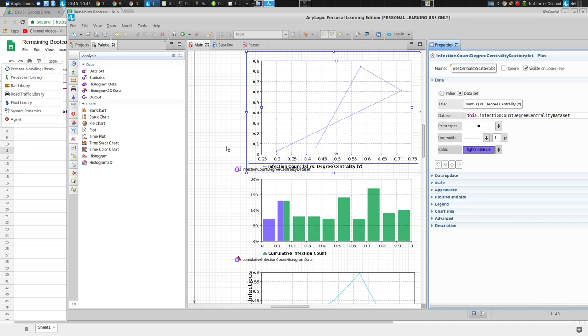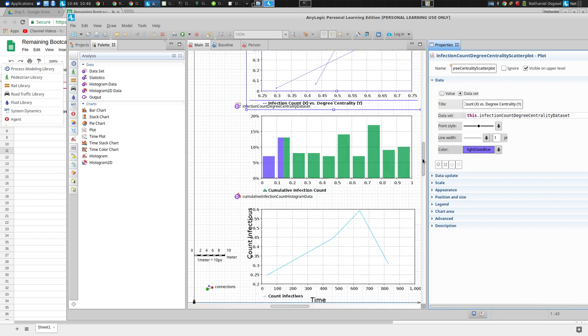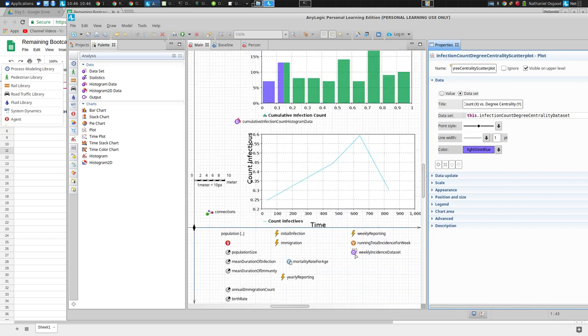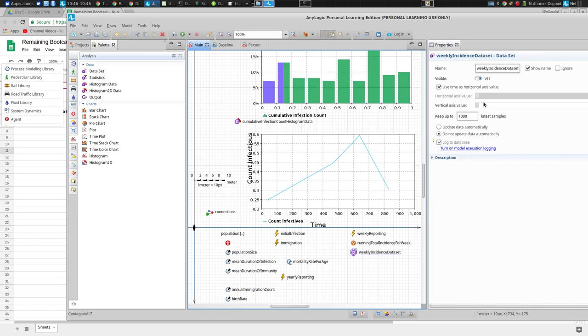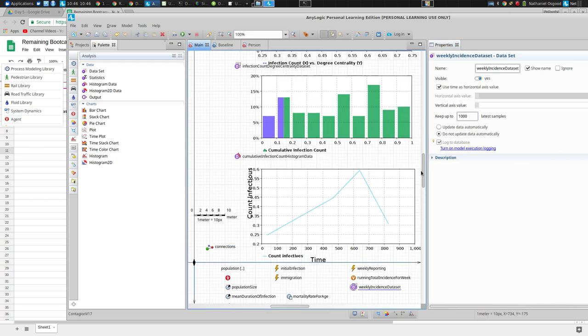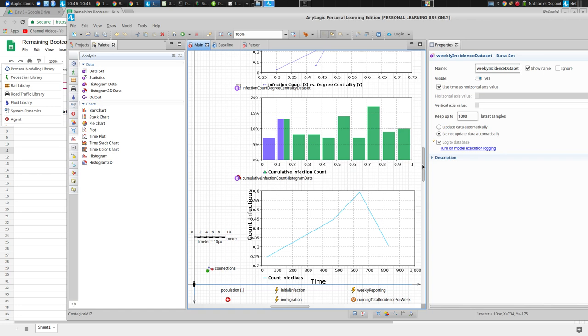And having this in place, this is a scatter plot. It's going to be plotting what's in this data set. Now you may remember, data sets contain pairs of things. That data set we had earlier, the weekly incidence data set, had pairs of things. The second of each pair was associated with the number of times an individual was infected. The x value, or horizontal value of each pair, was the time at which that was recorded.